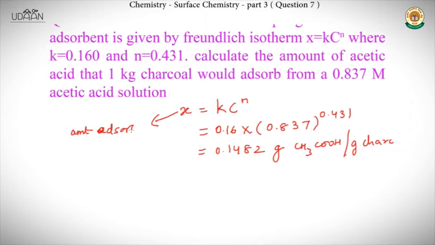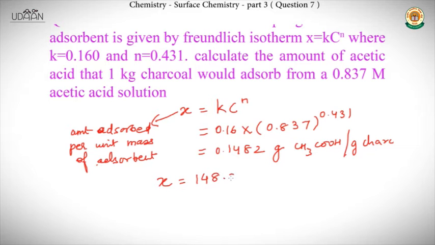Here x is the amount adsorbed per unit mass of adsorbent. This is important. Now I can also write this in units of gram per kg charcoal, and then I will get 148.2 gram acetic acid per 1 kg charcoal. Simple unitary method.